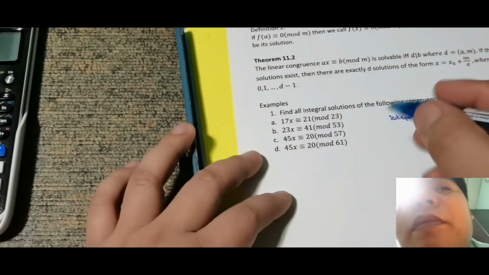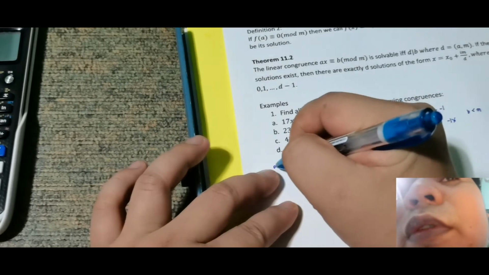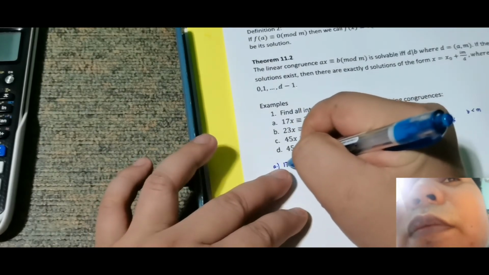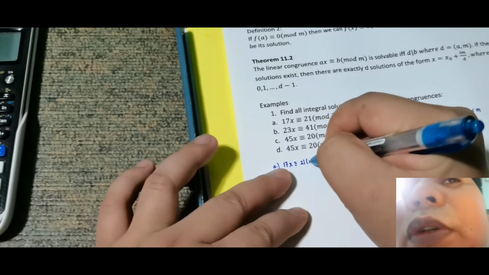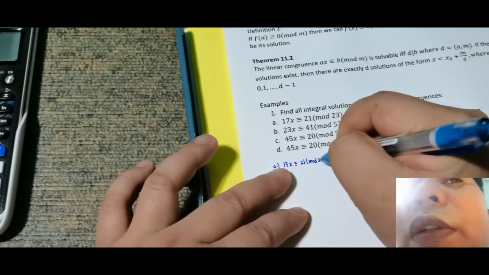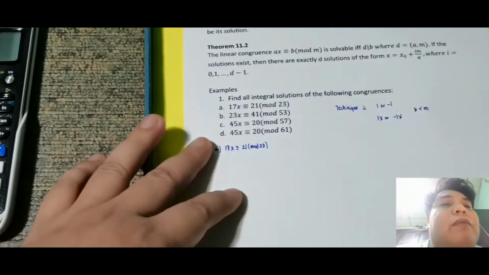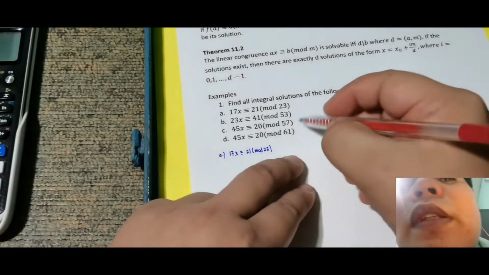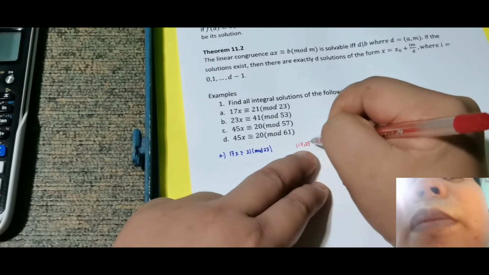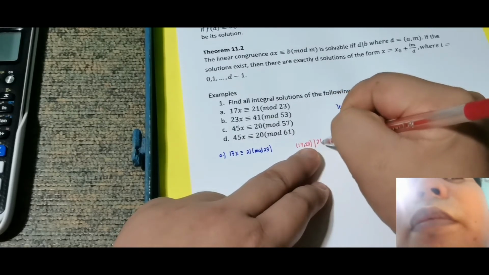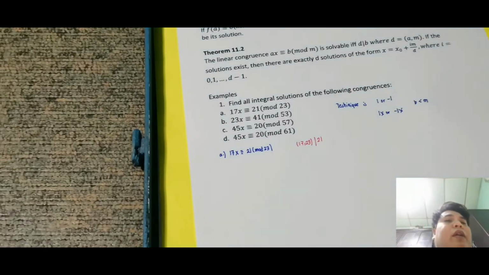So, letter A. So, we have 17x congruent to 21 mod 23. So, siya ba ay solvable? Check natin. Does the GCD between 17 and 23 divide 21? Kasi yun yung sabi. So, what is the GCD between 17 and 23?